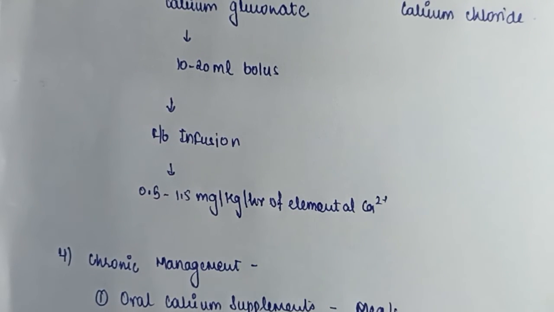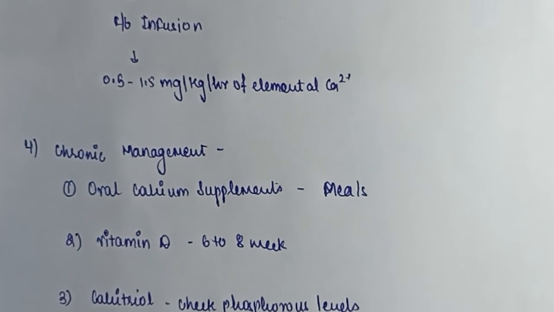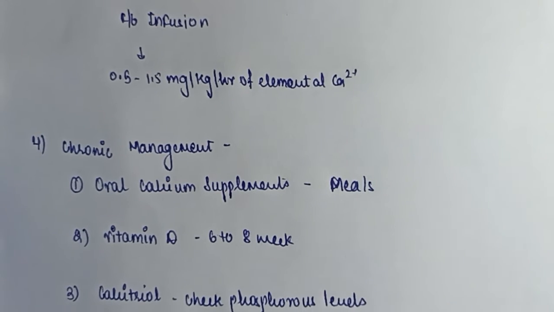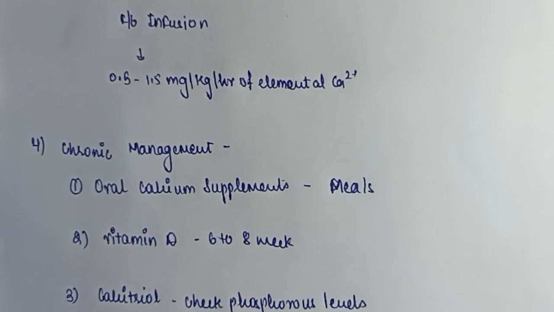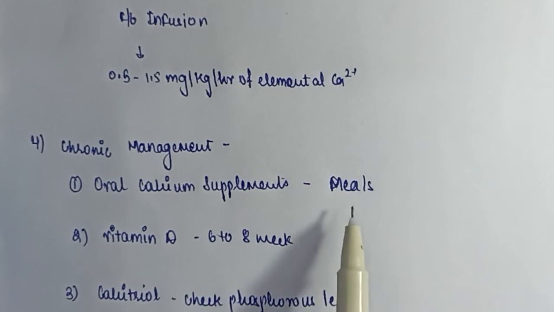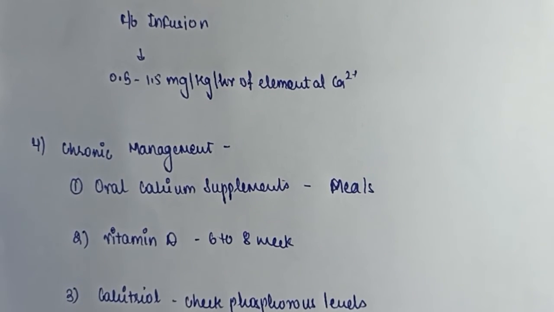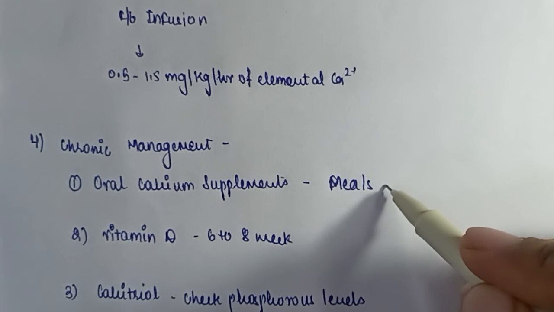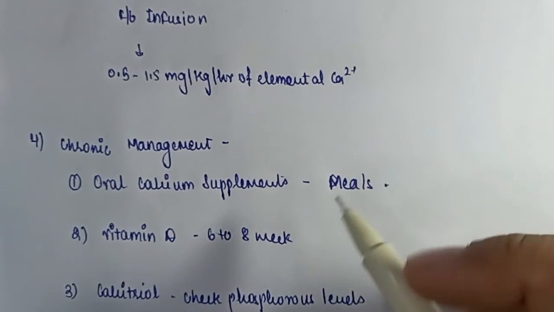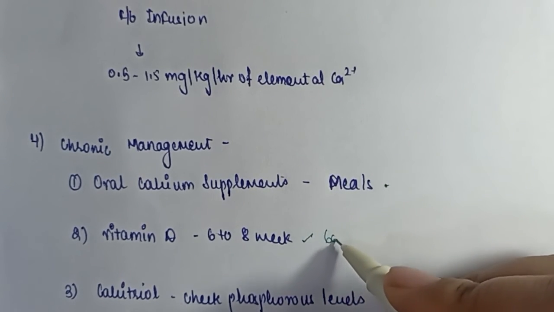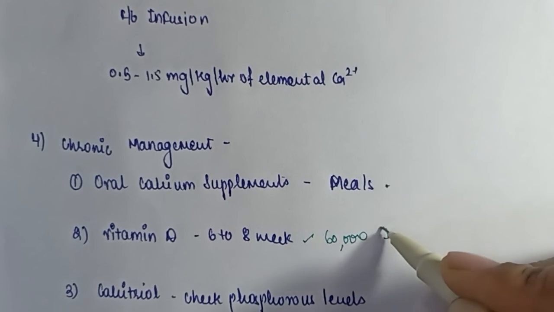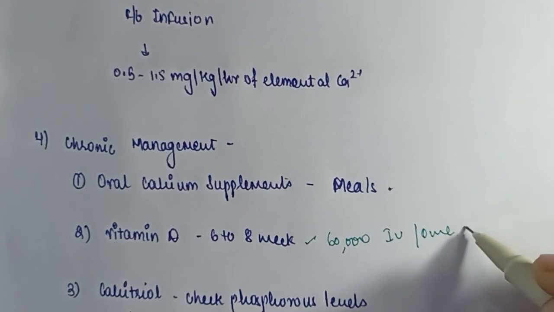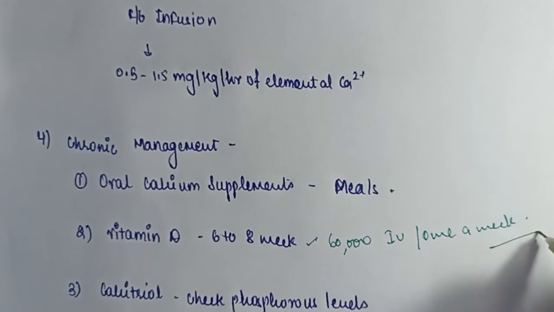For chronic management, we can give oral calcium supplements and vitamin D. Oral calcium supplements should be taken away from meals to decrease the risk of calcium precipitating with the phosphate present in meals. Then vitamin D, 60,000 international units once a week, should be given for 6 to 8 weeks.